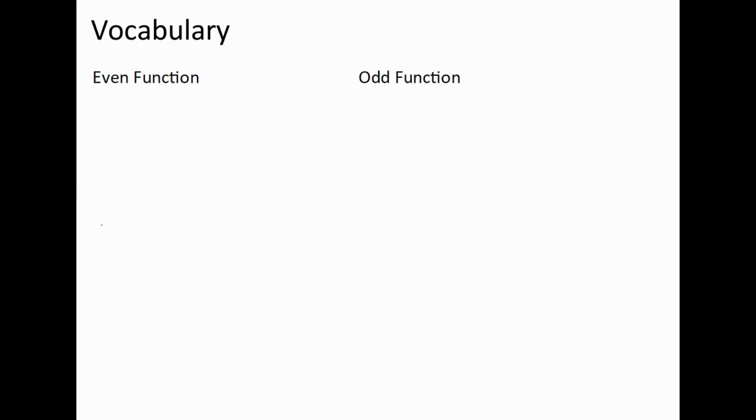So we have even functions and odd functions. We're going to start over here with even functions. Even functions mean that you are symmetric across the y-axis. So you are symmetric across the y-axis.